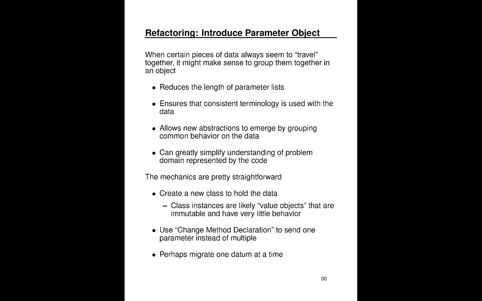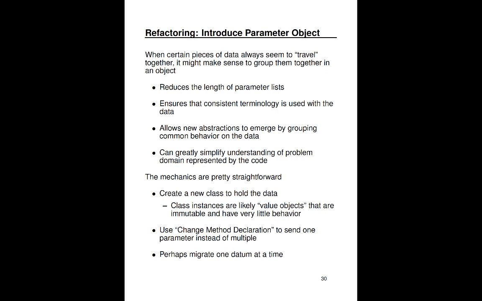This kind of very simple class creates instances that are called value objects. Again, very little behavior on it, you just get the data that it has. Once you've created a new class, then you use the other refactoring, change method declaration, to change the method from having multiple parameters to just having one.